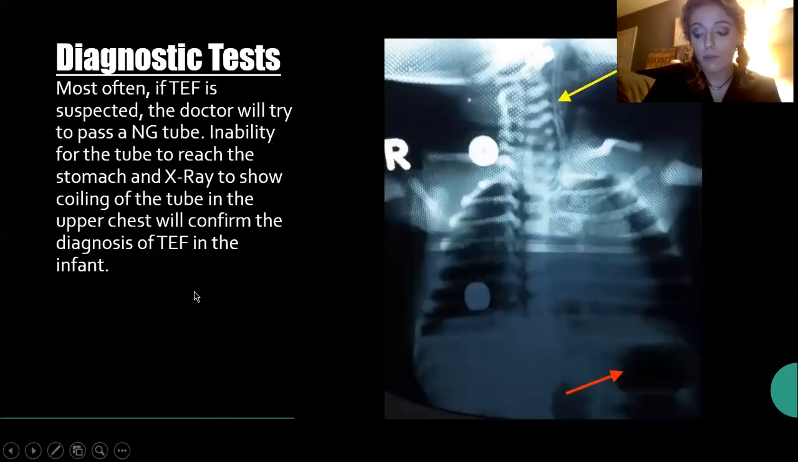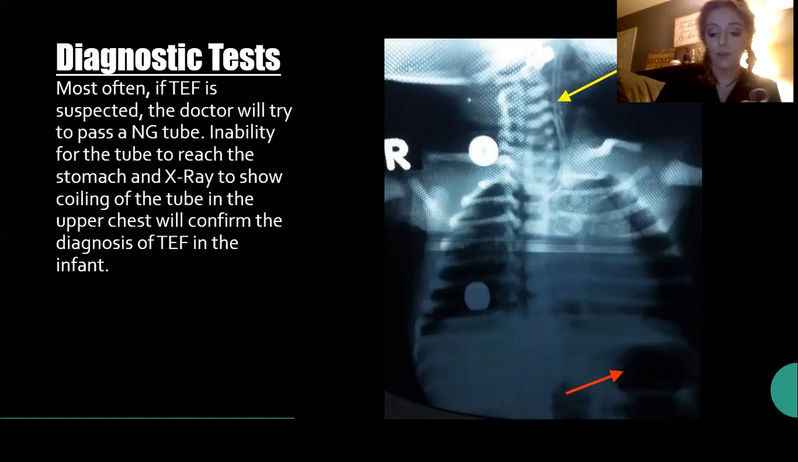So how do they diagnose it? How do they confirm this? Most often, the doctor is going to try to pass an NG tube down. If they have an atresia, or some type of fistula going into the lungs, at some point they're going to hit resistance, and it's going to be way earlier than it should be. In normal practice, once we put an NG tube down, you would x-ray to confirm on a child, as Miss Bell taught us.